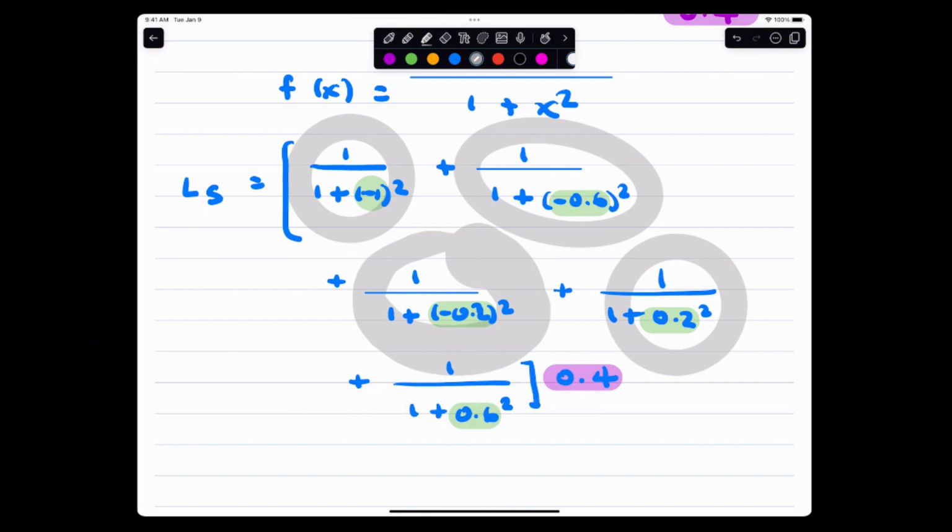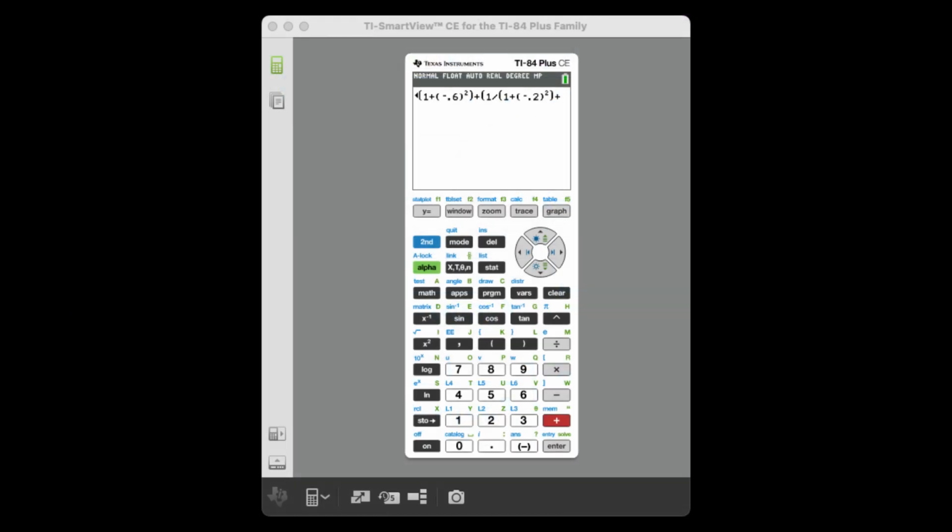So in the TI now, parentheses 1 divided by, close that, 1 plus 0.2 what? Squared, close that. There we go. Oops, close it again, because that's a denominator position.